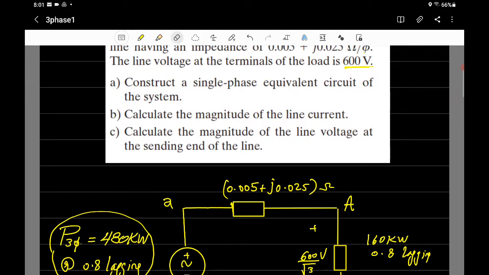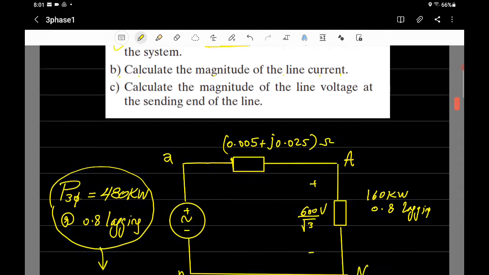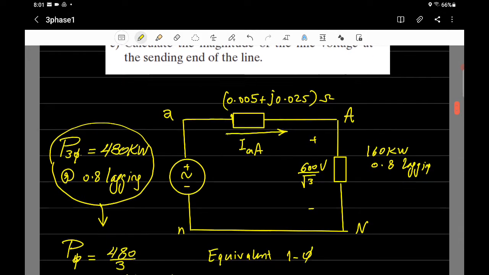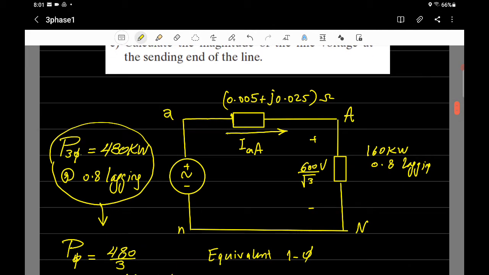So what's next? Next, we did part A, we constructed a single phase equivalent circuit. The second part, calculate the magnitude of the line current. Line current, yes. But you said you're doing an equivalent single phase. Yes, but the line current and the single phase current are the same in a star, right? The line current is the same as the phase current, going from a small to A capital. That's the phase and line at the same time. So how can you get it?